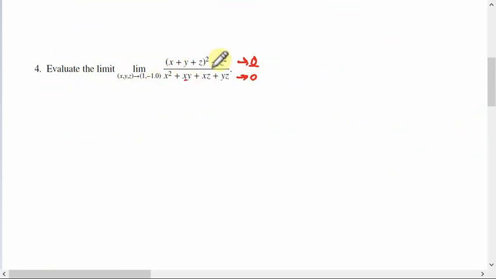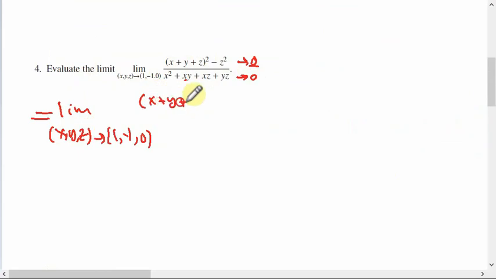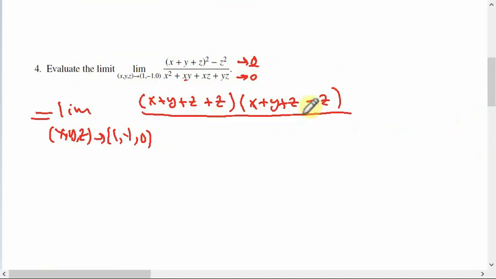And the way I'm going to do this is by factoring. If you look carefully up here in the top, that's a difference of squares, so I'll factor that and get the limit as x, y, z goes to 1, -1, 0. Factoring the difference of squares, I get x plus y plus z, right? It's a squared minus b squared will be a plus b. Here's my a plus b times the a minus b, which is x plus y plus z, minus the z in this case.